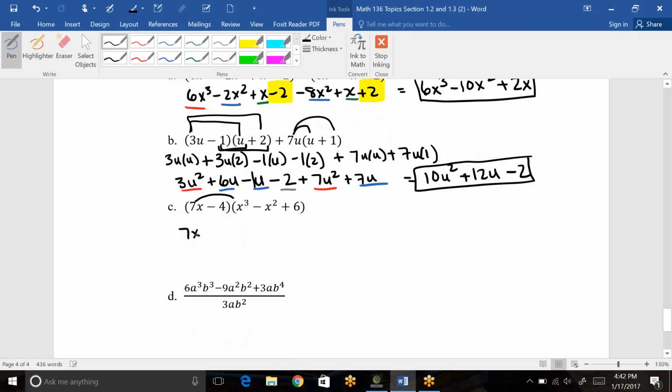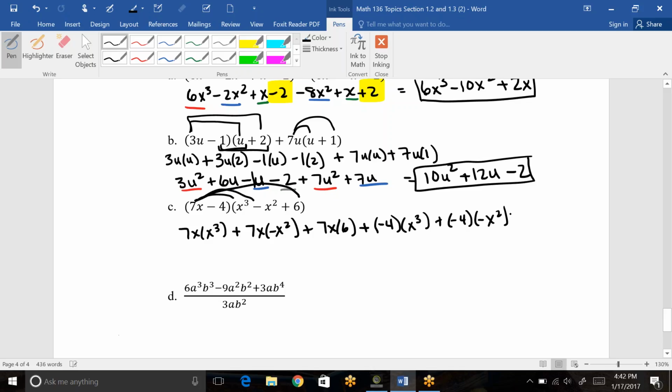So 7x times x to the third plus, because we're going to have a separate group for this next pair, 7x times negative x squared plus 7x times 6. I write minuses for all of these, but if you're worried about how to know if it's plus or minus, you can always write plus and then include the sign in the parentheses to multiply. So plus negative 4 times x cubed plus negative 4 times negative x squared and negative 4 times positive 6.